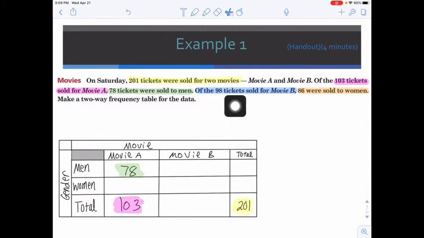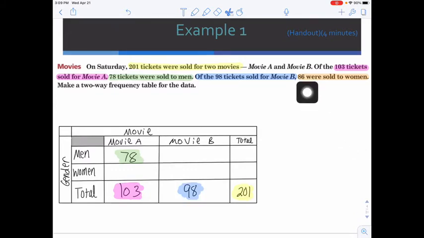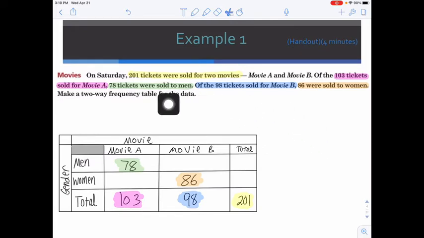Now we have, of the 98 tickets sold for movie B, meaning the total for movie B will be 98. Then we were told that 86 of these movie tickets for movie B were sold to women. So here's movie B, here's women, they will cross right here, and that's where our 86 is going to go. And that is all the information that we were given in the problem. However, we're still missing 4 boxes. We can use the values that are already in the boxes to figure out the missing pieces.